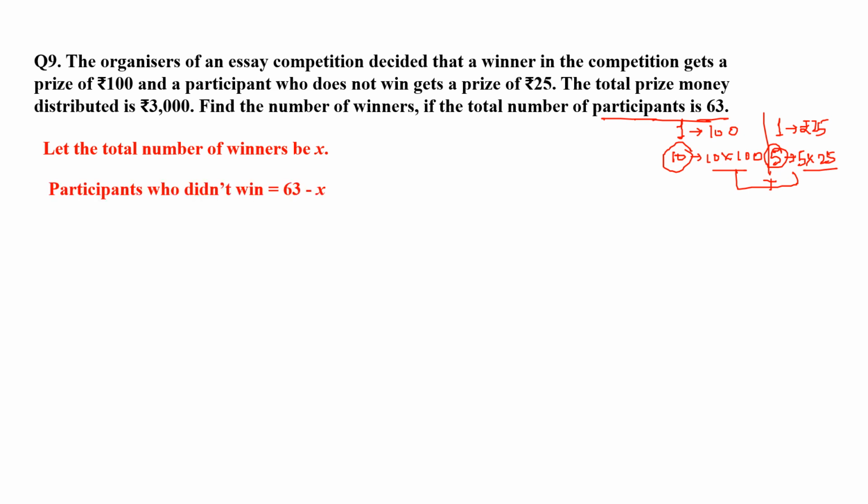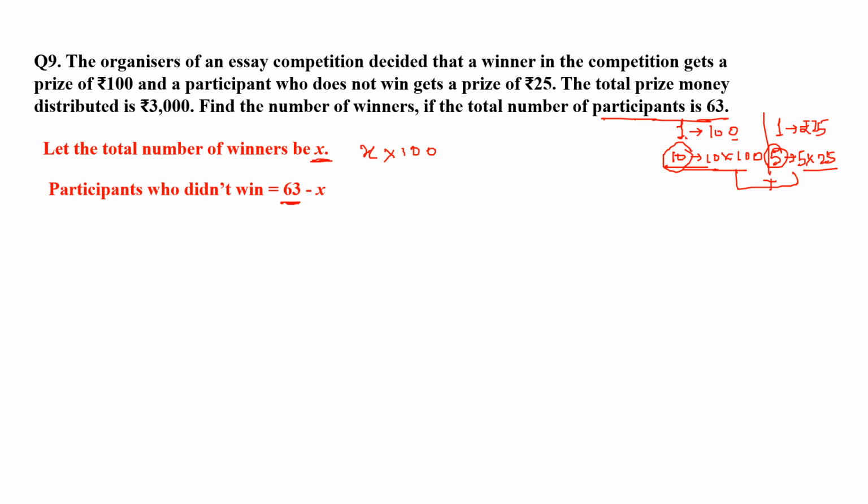They will be 63 minus X. From 63, which is the total participants, if I subtract the number of winners, I will get the participants who did not win, isn't it? And then it is given in the question, winners are getting 100 rupees. So that's why I've given an example. One winner, 100 rupees. So if X winners, X into 100 rupees. Isn't it? That much money they will give to winners.